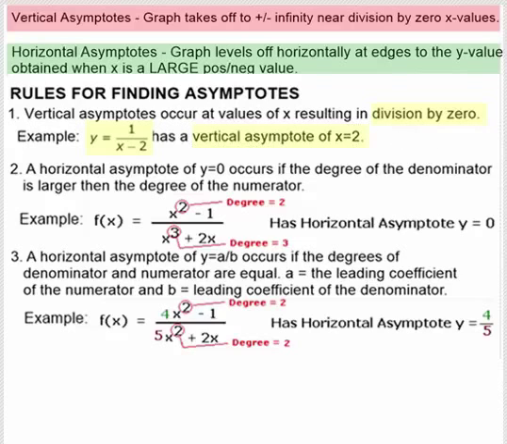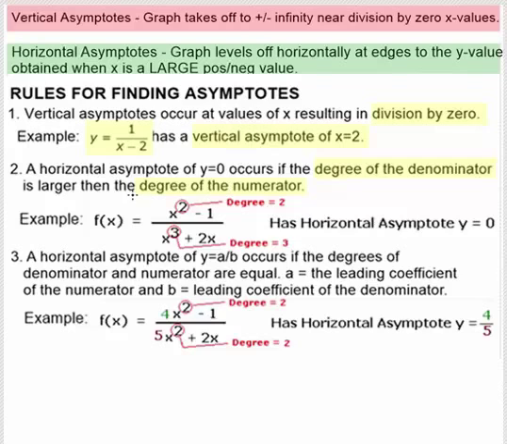Now for horizontal asymptotes, we have two rules. The first graph we did was 1 over x. That had a horizontal asymptote of y equals 0. Well, it turns out that whenever the degree of the denominator is larger than the degree of the numerator, you get a horizontal asymptote of y equals 0. That's because the denominator is getting bigger much faster than the numerator, and the result is closing in on 0. So then the graph is going to level out to y equals 0.